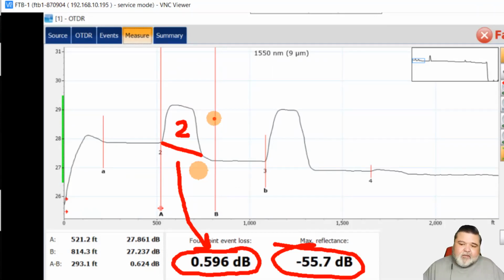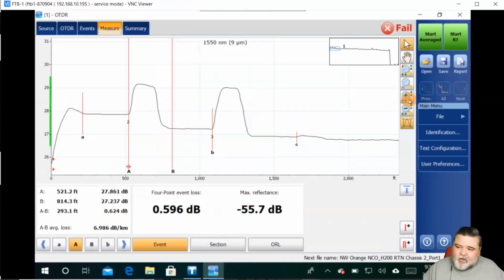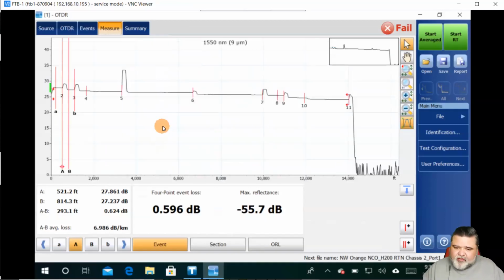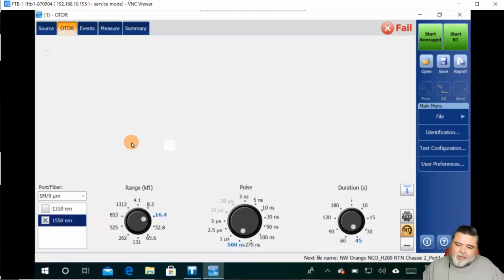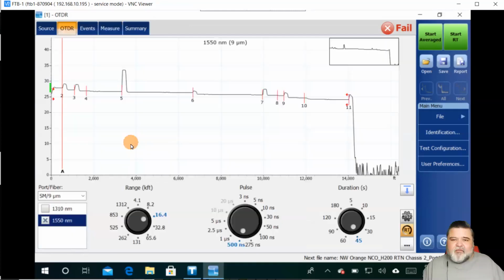And so this is what I look for. And I want to make sure that I don't have this issue. That's one of the first things that I look at, as I mentioned before, is the look of the trace itself. And then I drill down into the readings.